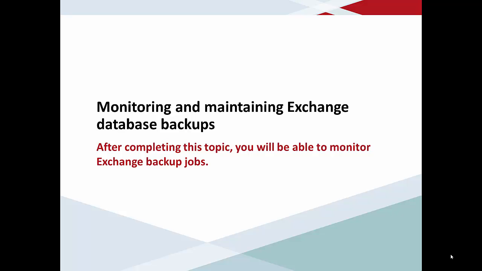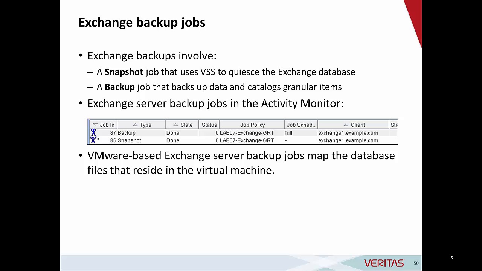This is the Monitoring and Maintaining Exchange Database Backups topic. Here's an example of monitoring Exchange backup jobs from the Activity Monitor. When Exchange is protected, 2 jobs will be generated by default. A snapshot job that uses VSS to take a snapshot of Exchange, so it actually gets quiesced and then snapped. And then a backup job comes along and backs up that snapshot. And if you'll be doing GRT, then it also catalogs the granular items.